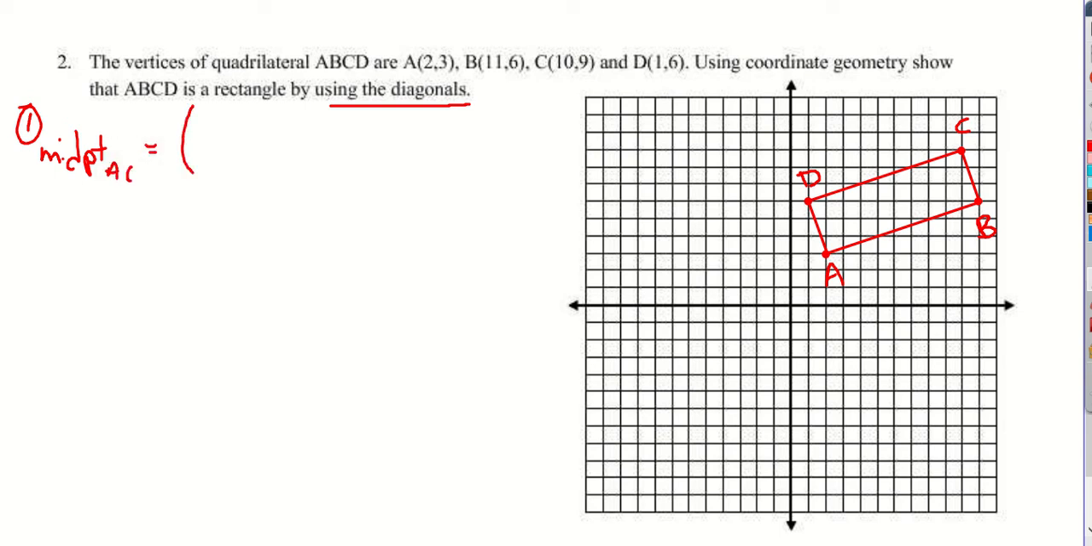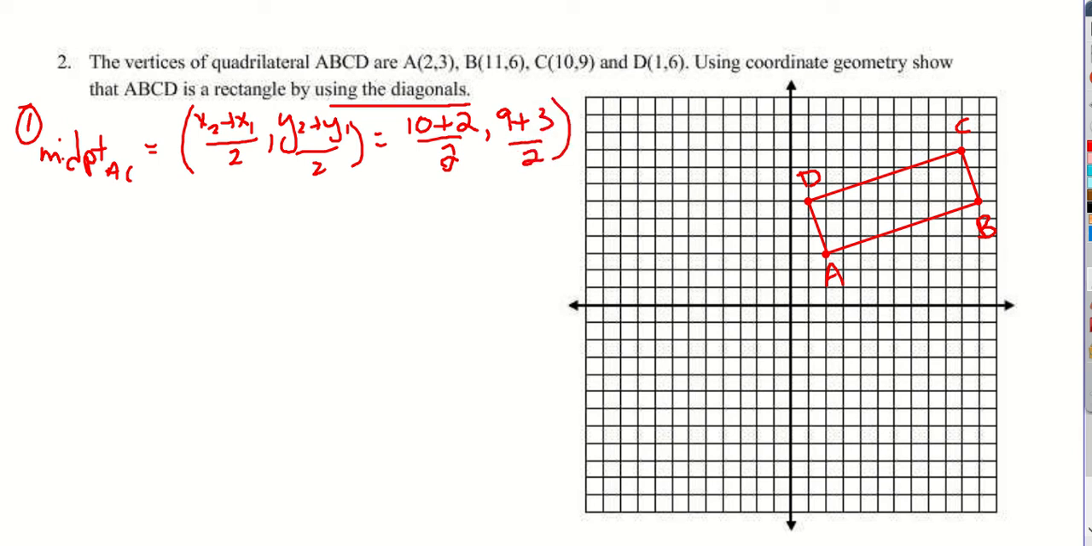So remember, the midpoint formula is we add them and divide by 2. So it's x2 plus x1 over 2 and then y2 plus y1 over 2. So for AC, we're going to go to x2, which is 10, plus x1, which is 2, over 2, comma, and then 9 for C, plus 3 for A, over 2. And so here we're going to get the point 12 over 2, 12 over 2, until we get 6, 6 as our midpoint. And this is the midpoint of AC.